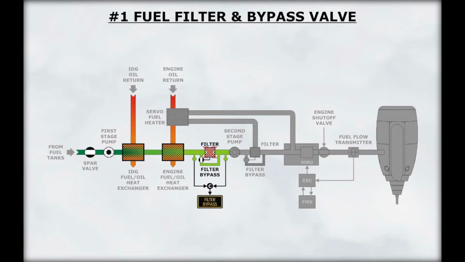Next, the warmed fuel passes through a filter that removes contaminants. If the filter is saturated, or a differential pressure is sensed between the inlet and outlet of the filter, the fuel can automatically bypass the filter. But a fuel filter bypass light on the fuel control panel will illuminate.